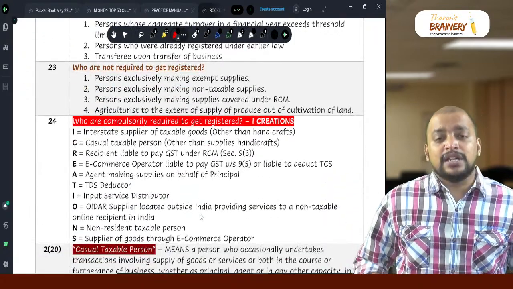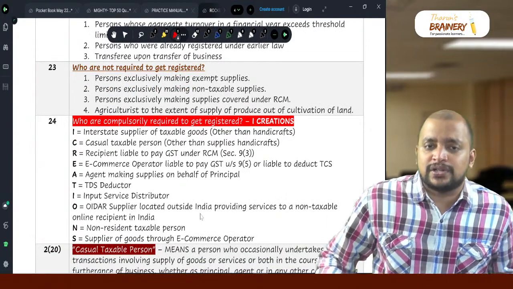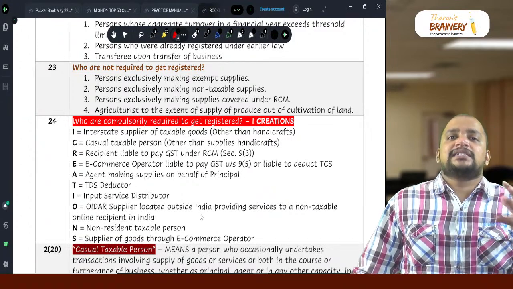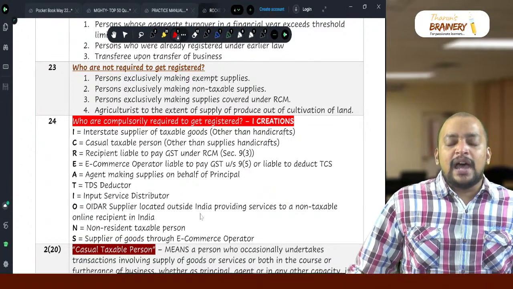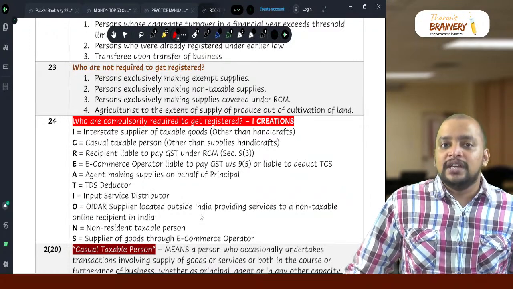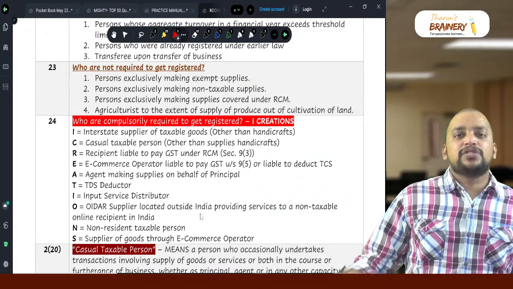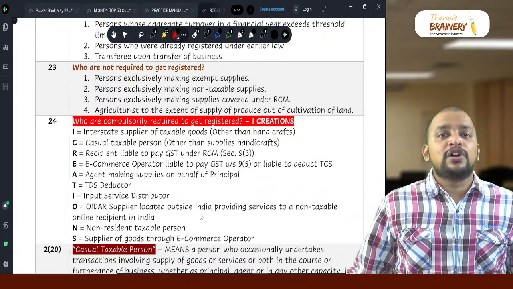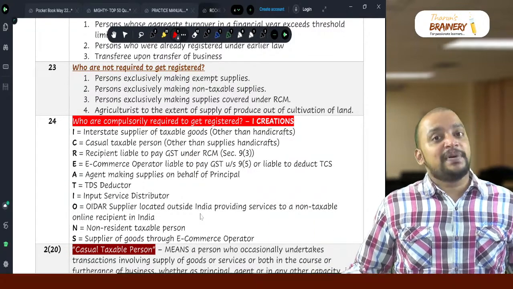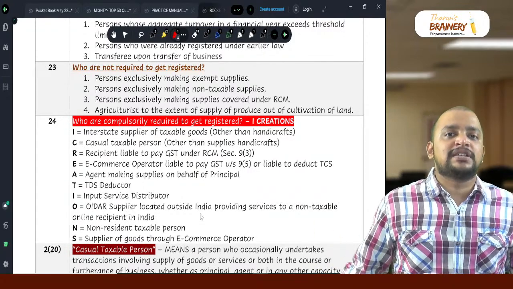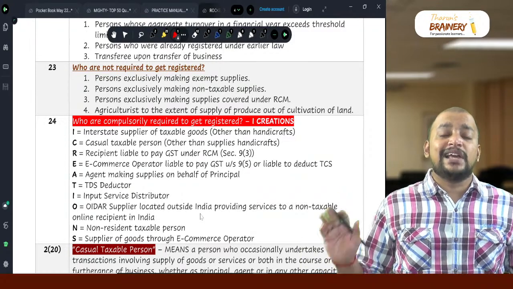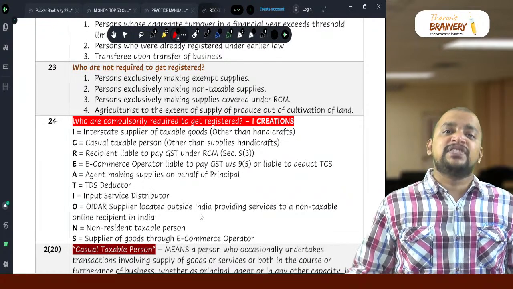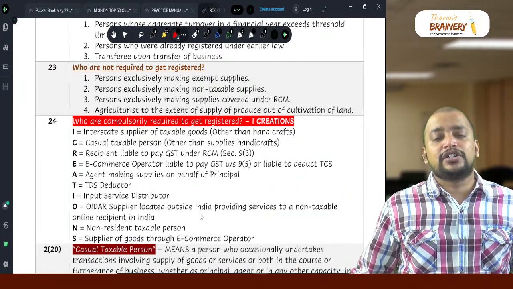Then section 23, who are exempted from registration. So they are not at all required to get registered. Number one, exclusively making exempted supplies. Say for example, I am engaged in sale of books only. So I am a bookshop engaged only in sale of books. Whatever may be the turnover, they are not required to register because they are making only exempted supplies. Then persons who are exclusively making non-taxable supplies. A petrol bunk which is engaged in sale of petroleum products only is not at all required to register. Same way, a liquor shop which is engaged in sale of only liquor is not at all required to register.